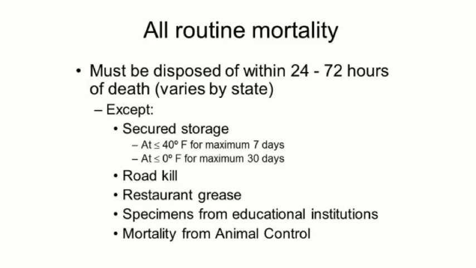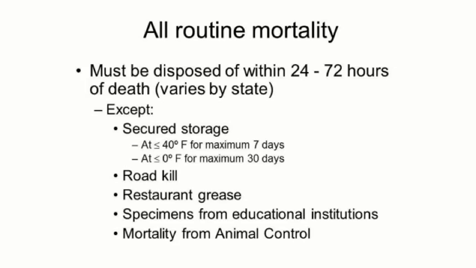I want to switch now. And all state laws, not nearly all of them, I was going to make a mistake, but all state laws require that mortality must be taken care of. I use the word disposed of here, but they must be put into the management system within 24 to 72 hours of death. In Michigan, it's 24 hours. The farmer has 24 hours to do this. The exceptions to this rule are that the carcass could be stored refrigerated for a maximum of 7 days, or could be stored frozen for a maximum of 30 days.